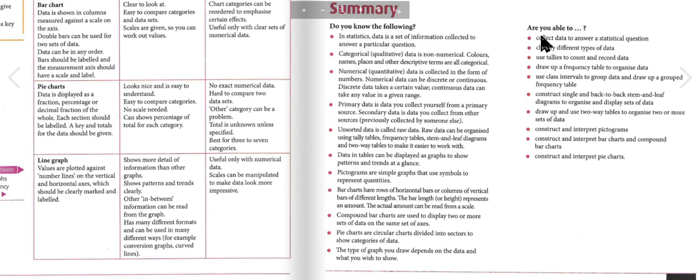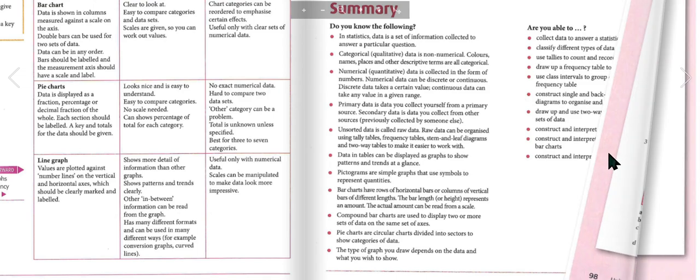Are you able to collect data to answer a statistical question? Classify different types of data. Use tallies to count and record data. Draw up a frequency table to organize data. Use class intervals to group data and draw up a group frequency table. Construct single and back-to-back stem and leaf diagrams to organize and display sets of data. Draw up and use two-way tables to organize two or more sets of data. Construct and interpret pictograms. Construct and interpret bar charts and compound bar charts. And finally, construct and interpret pie charts.